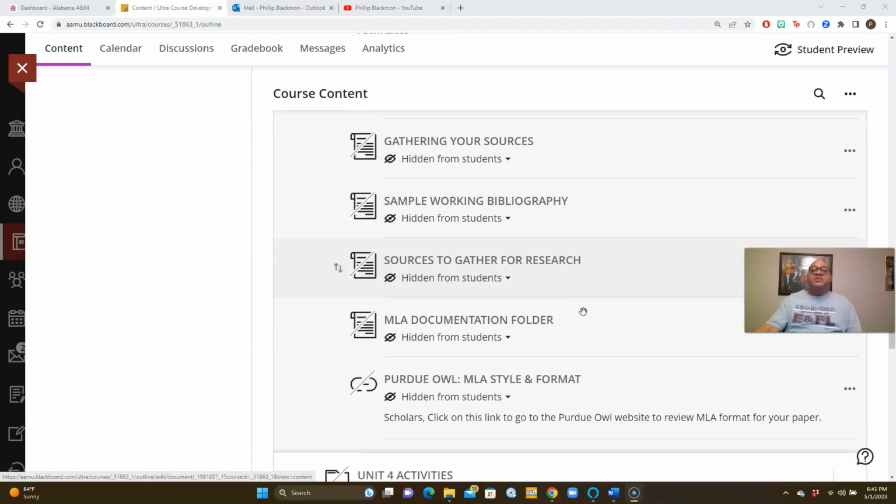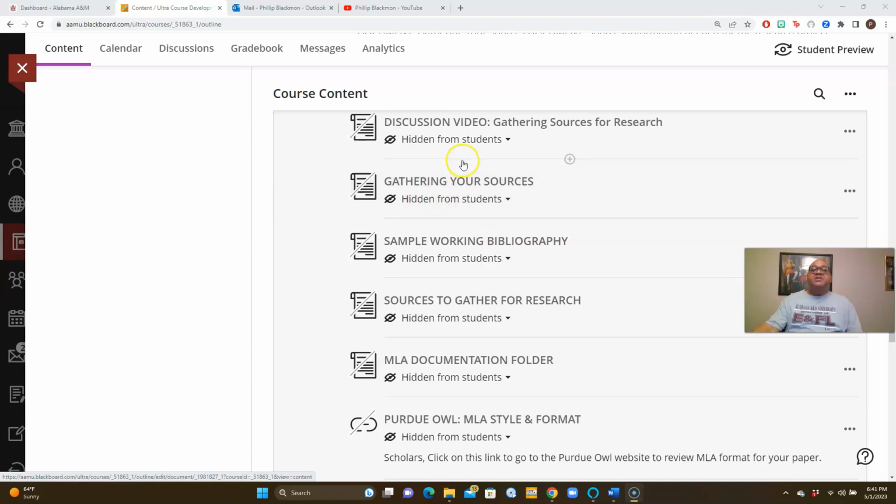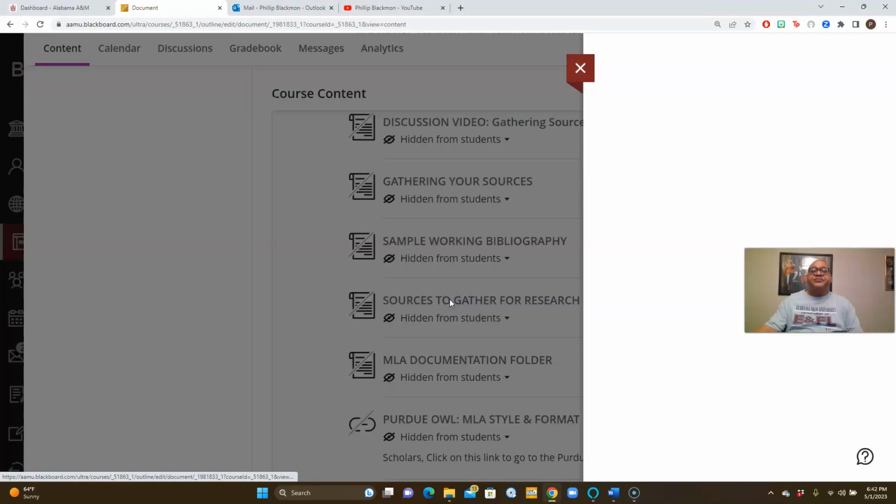I want to take a few moments to talk to you about the types of sources that you're going to gather for research. We're in Unit 4, and we've already talked about gathering your sources. You know you're going to start with a database. You know that you can expand that search to search engines and trusted websites: .gov, .edu, trusted newspapers, periodicals, scholarly sources. We've already covered that. So what I want to cover with you now is what types of information you need to find for your paper. So, let's go into sources to gather for research.